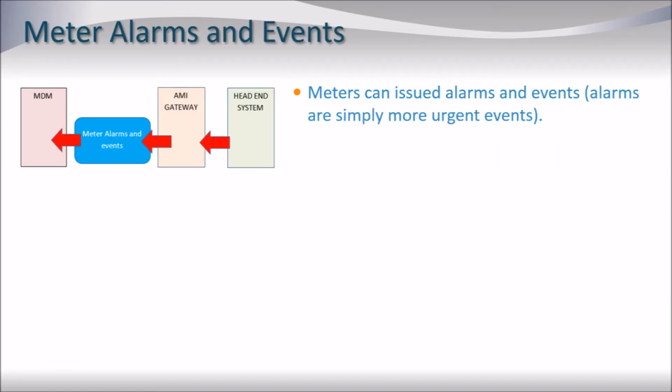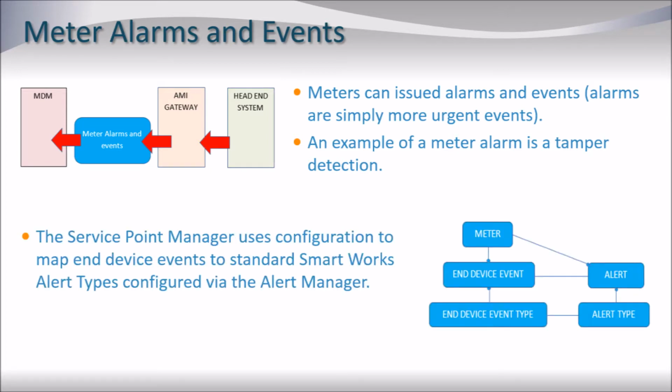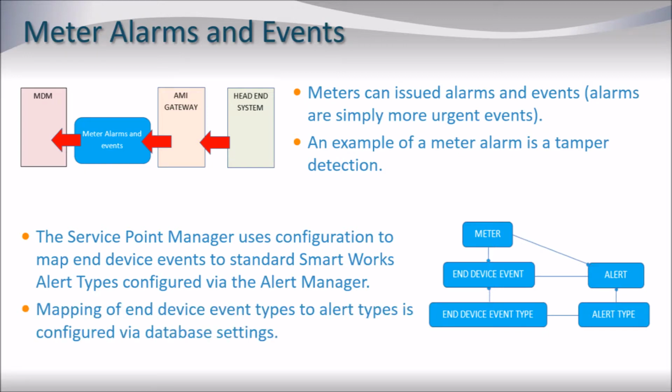Finally, meter alarms and events. Meters can issue alarms and events. Alarms are simply more urgent events. An example of a meter alarm is a tamper detection. The service point manager uses configuration to map the end device events received from meters to the standard SmartWorks alert types configured via the Alert Manager. Mapping of end device event types to alert types is configured via the database.